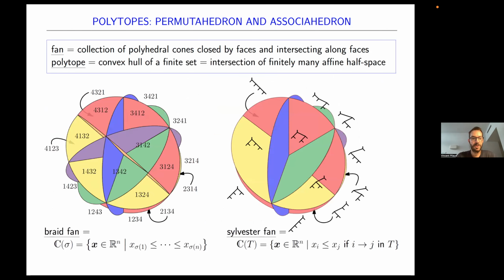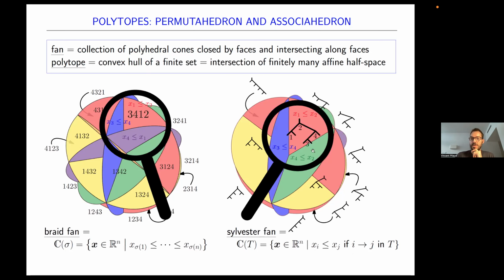Okay, so now that we're on the same page on fans and polytopes, let me look at two fans. On the left, you have the braid fan, which is a fan with one maximal cone for each permutation. And this cone is given by all the points whose coordinates are in the relative order given by the permutation. And on the right, you have the Sylvester fan with one maximal cone for each binary tree. The inequalities of the cones are given, let me show on this picture, by the edges of the tree. So if you have an edge from i to j, then you put the inequality xi smaller than xj.